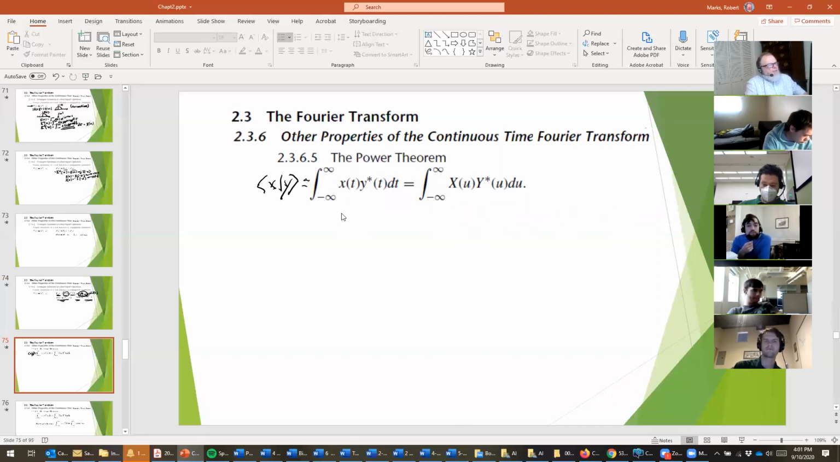So let's take a look at this. And what it says, if you multiply a signal by the conjugate of another signal, that's the same thing as in the frequency domain, taking the signal and multiplying it by the conjugate of the signal in the frequency domain. This is very useful because it allows us to flip back and forth between the time and the frequency domains and still do similar sort of operations. And the proof is pretty simple.